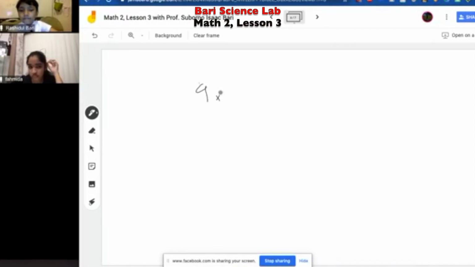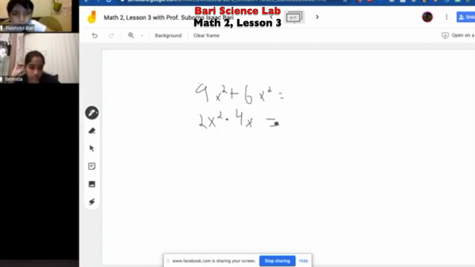I'm going to make it 9x squared plus 6x squared. What is 9x squared plus 6x squared? Then we're also going to have 2x squared times 4x. Okay, these two problems. What do you think this will be? 9x squared plus 6x squared equals 15x squared. Okay, and what is the second problem?